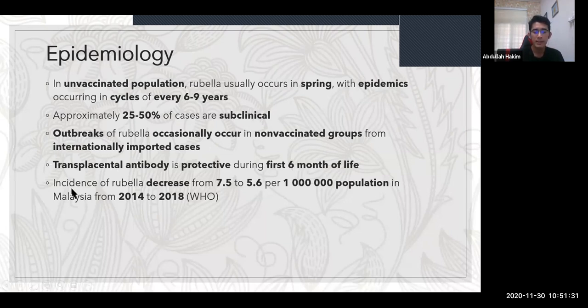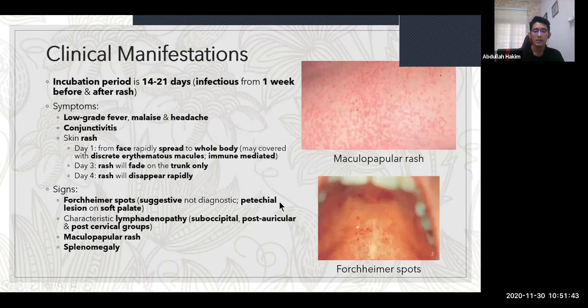So the incidence of rubella in Malaysia decreased from 7 to 5.6 per 1 million population from 2014 to 2018, based on WHO statistics. The clinical manifestation of rubella: we need to know the incubation period is 14 to 21 days. The infectious phase is from 1 week before to 1 week after the rash.